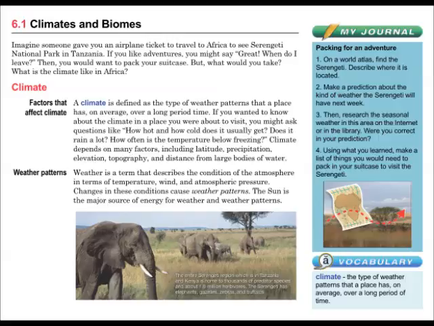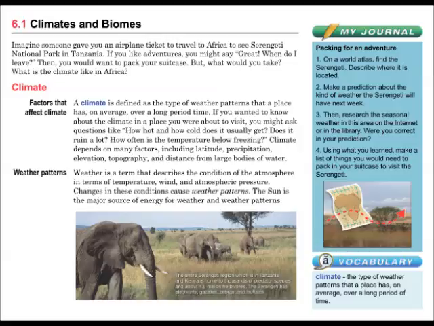A climate is defined as the type of weather patterns that a place has, on average, over a long period of time. If you wanted to know about the climate in a place you were about to visit, you might ask questions like, how hot and how cold does it usually get? Does it rain a lot? How often is the temperature below freezing? Climate depends on many factors, including latitude, precipitation, elevation, topography, and distance from large bodies of water.